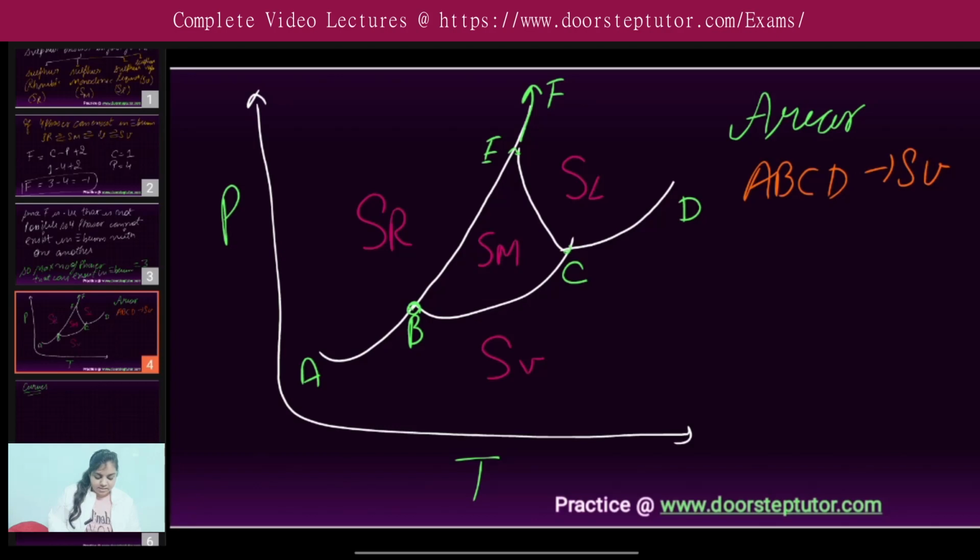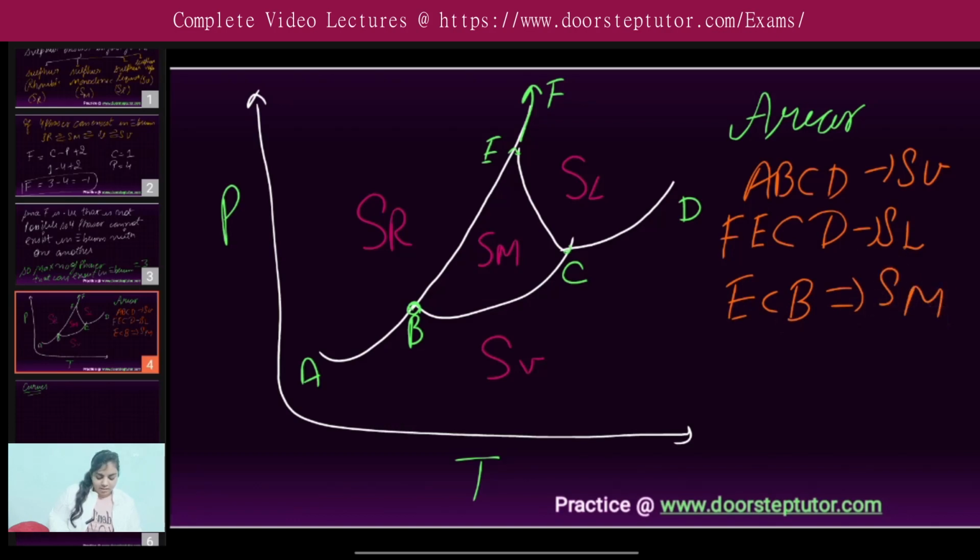Next we can see the FECD area, that is denoting our sulfur liquid. Area EBC, that is denoting our sulfur monoclinic. And ABEF, this is the last area, that is denoting our sulfur rhombic, right?